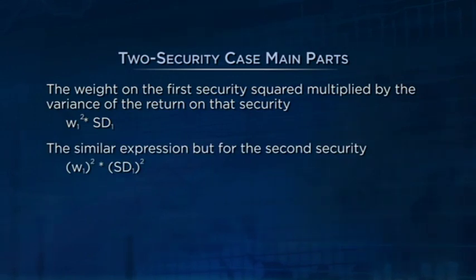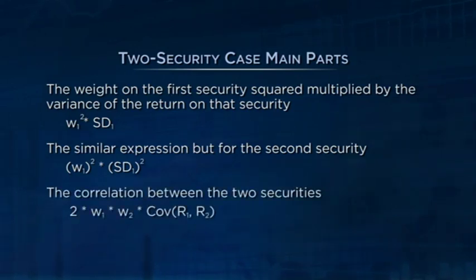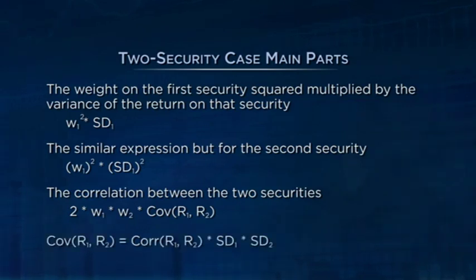It is the weight on the second security squared multiplied by the variance of that security. The third component utilizes the correlation between the two securities. It is 2 times the weight on the first security times the weight on the second security, all of that multiplied by the covariance. The covariance is equal to the correlation between 1 and 2 times the standard deviation of 1 times the standard deviation of 2.